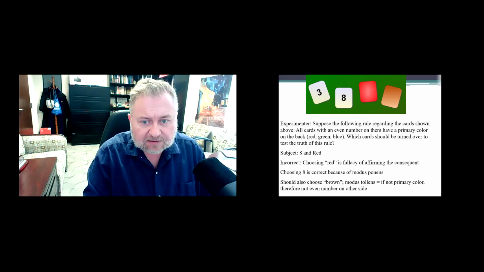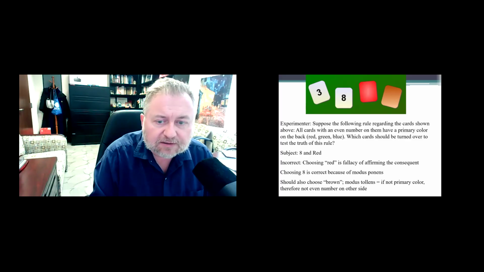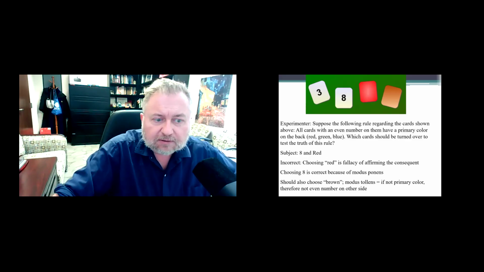So here's a rule that we are told applies to these cards. Suppose the following rule is true: all cards with an even number have a primary color on the back, with primary being defined here as red, green, and blue.